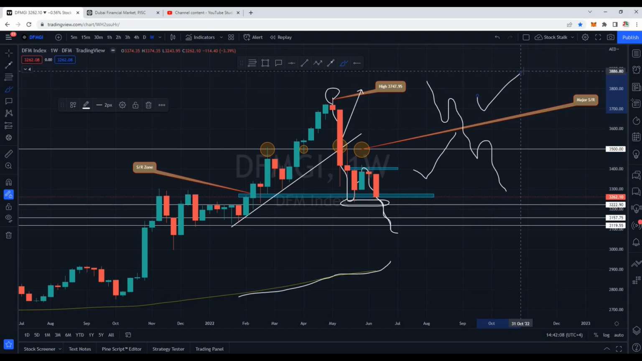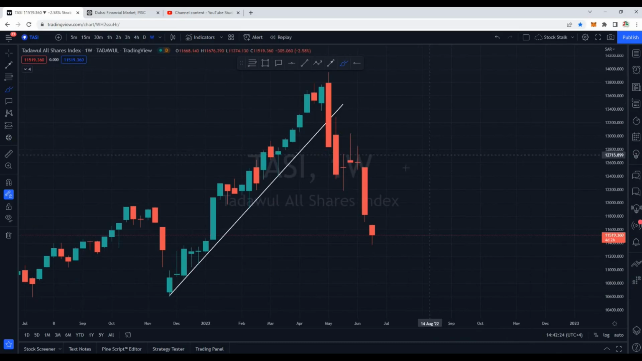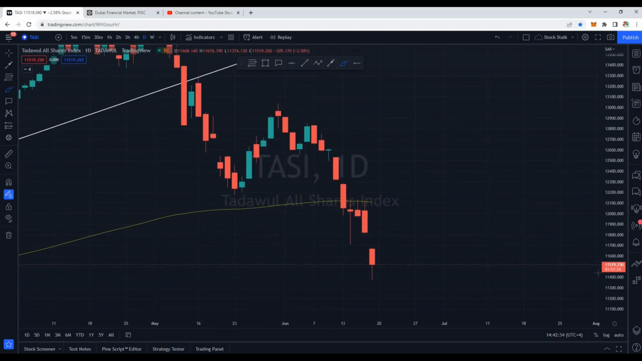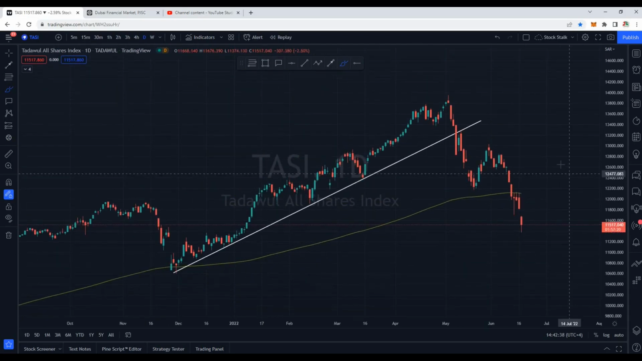At the same time, let's take an idea of what the Saudi market is doing so that we can get an idea of how the market will perform tomorrow. So this is TASI, that is the Tadawul All Shares Index. We can see it's also in a bear zone. This is the weekly chart. Let us go down to the daily chart. The market is still open, as you can see, the countdown is on. What we are seeing here is a similar kind of price action.